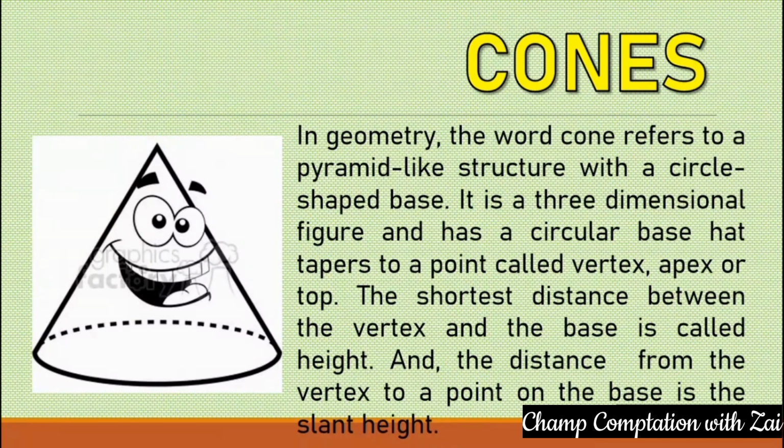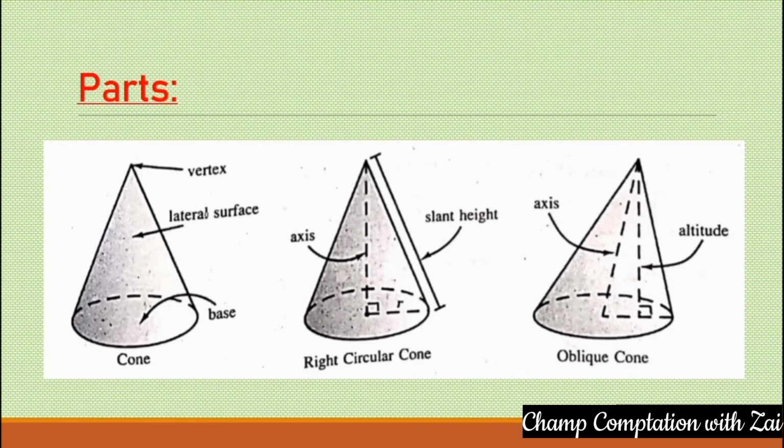So these are the parts. We have the vertex at the tip of the figure, the lateral surface, and the base, which is the circle. The axis is from the vertex to the middle of the base. And the slant height is from the vertex to the edge of the base.